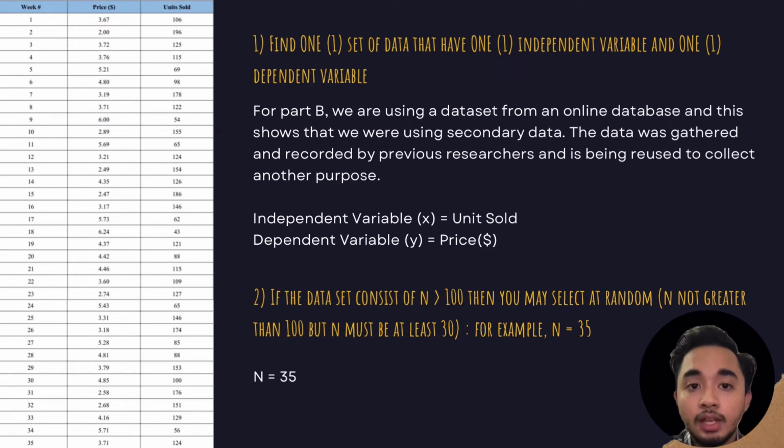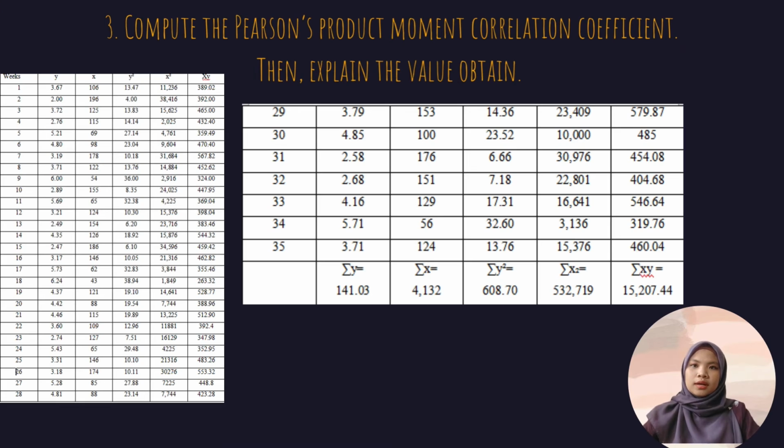Question 2. If the data consists of n greater than 100, then you may select at random n not greater than 100 but must be at least 30. For example, n equals 35.